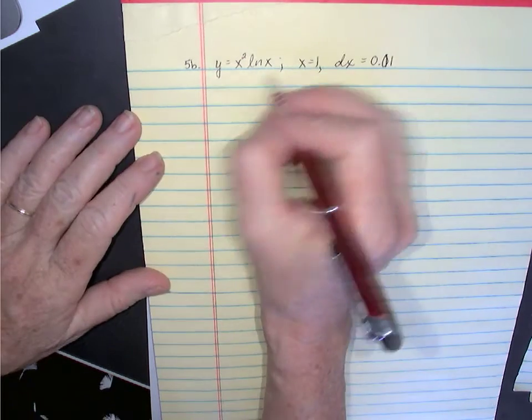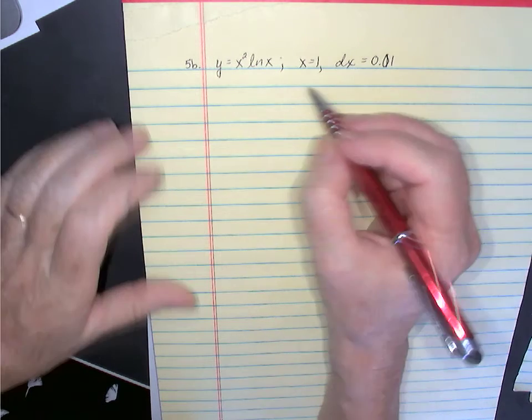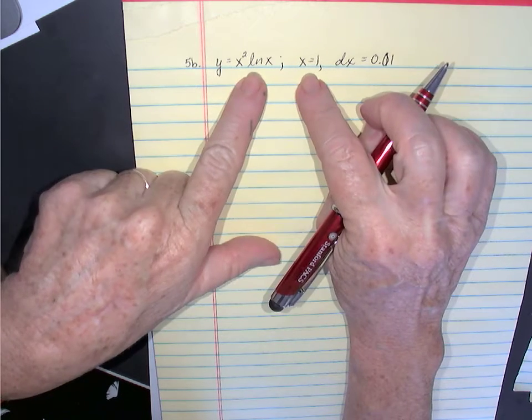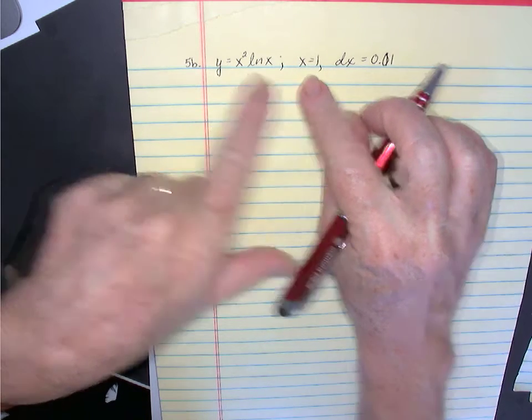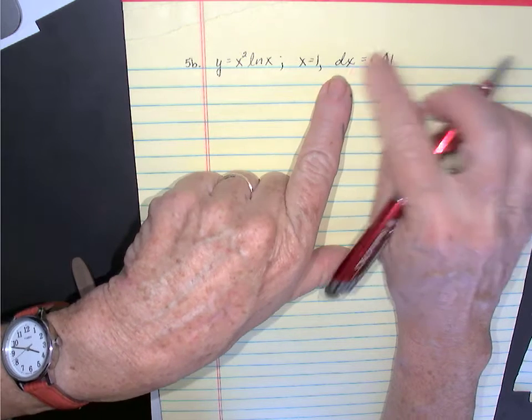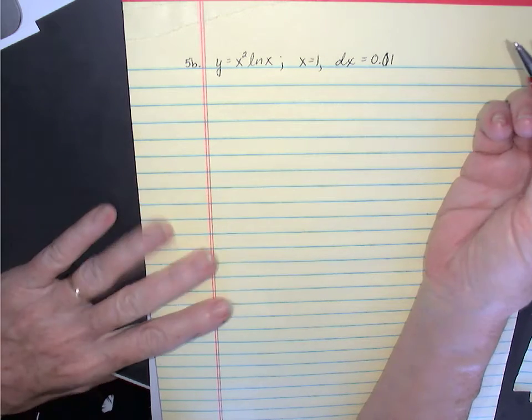Question 5b, we have this function that I have no idea what this looks like, and we're wondering what's going on at x is equal to 1 when we take a little baby step to the right of 0.01. So if our delta x is 0.01, the question is, what's delta y? How much is y changing?